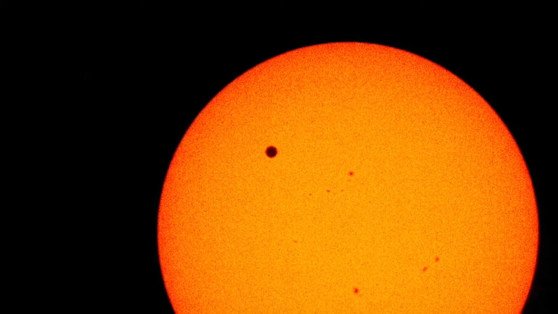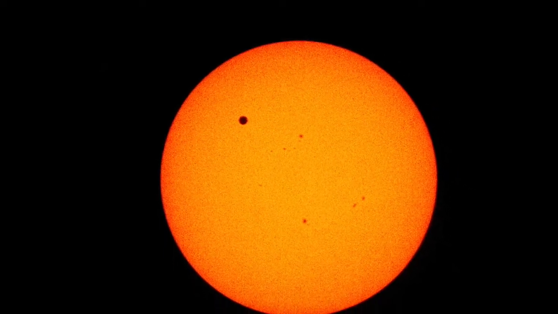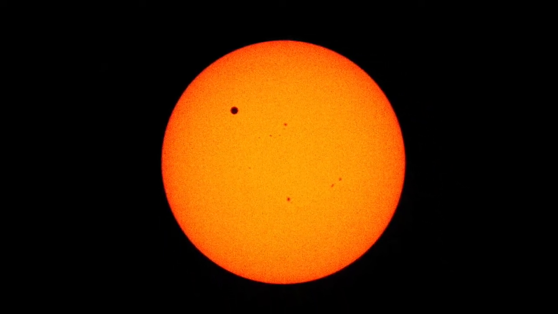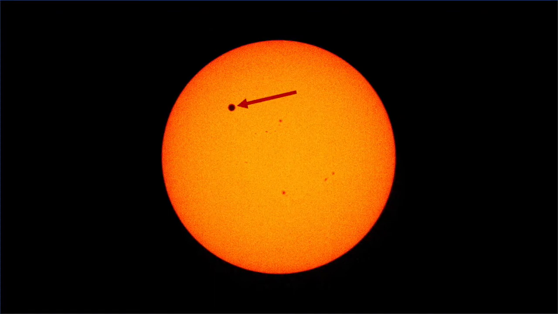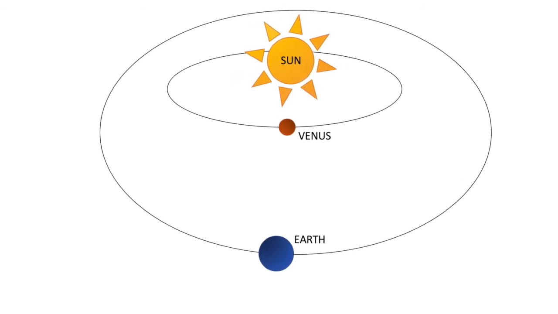So I'm going to explain how this happens. This is a picture of our star, our sun, and you can see that there is a planet going in front of it. This is what we call the transit of Venus. So we're on Earth looking at our star, and we see that there's a planet going in between the Earth and the sun.